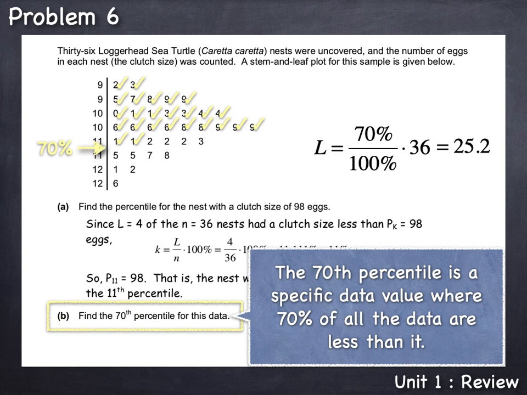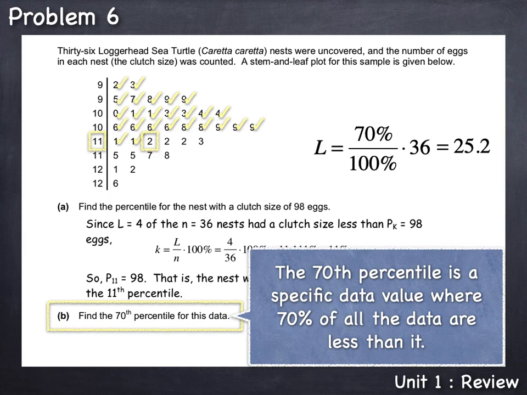Actually, the L was 25.2, but since it was not a whole number, we need to go up to the next higher location. In this case, the nest that is just above the 25 is 26. The number of eggs in the 26th nest has 11 on the left in the stem side and 2 to the right on the leaf side. Together that makes a nest with 112 eggs. So this nest right here that has 112 eggs in it has 25 nests that have less than 112 eggs in it, and that is as close as we can get to our 70th percentile.